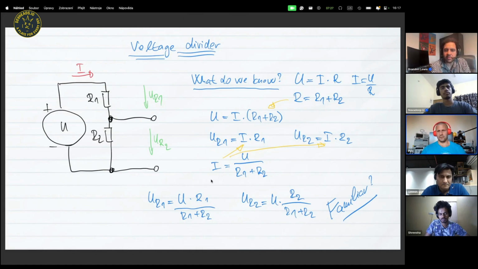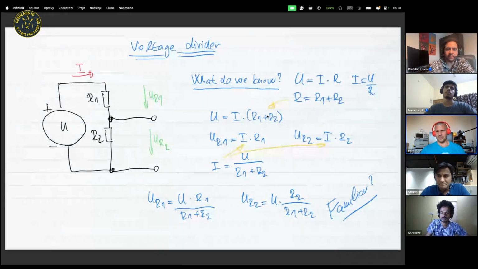Let's get together everything we know. We know that voltage means current multiplied by resistance. Current is voltage divided by resistance. And in our case, the total resistance is the sum of 2 resistors. So the total R, the total resistance, is the sum of R1 and R2. Now, we can use again Ohm's law, which says that the voltage is current times resistance. I replaced the simple R with the sum of R1 and R2.